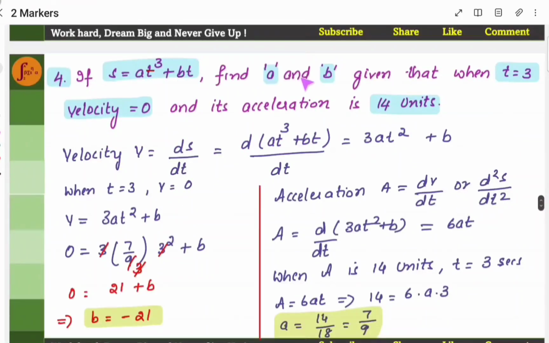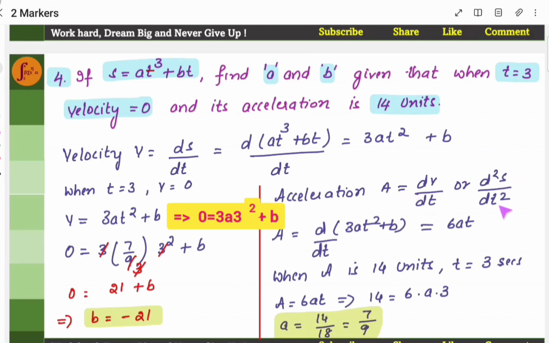Now, here again, similar problem, but here t is equal to 3, velocity is 0, and acceleration is 14 units. So first, we'll have to find velocity. What is velocity? ds by dt. They have told velocity is 0, so put v as 0. You'll have to find a and b here. So when I put velocity as 0 in this expression, I'll get 3a times 3 square plus b is equal to 0. Now, similarly, I'll find acceleration.